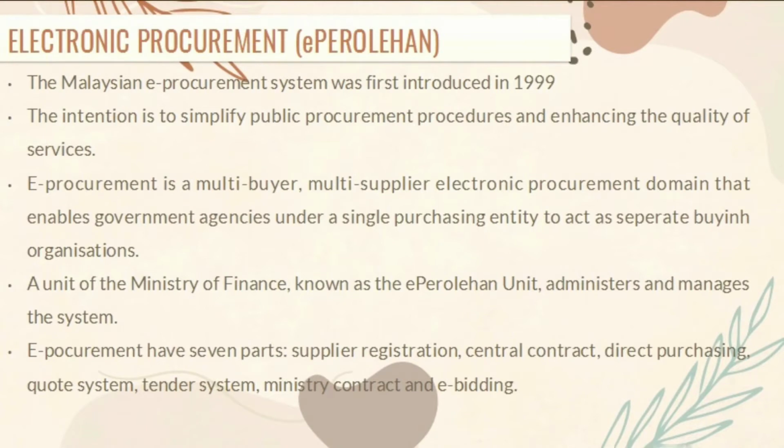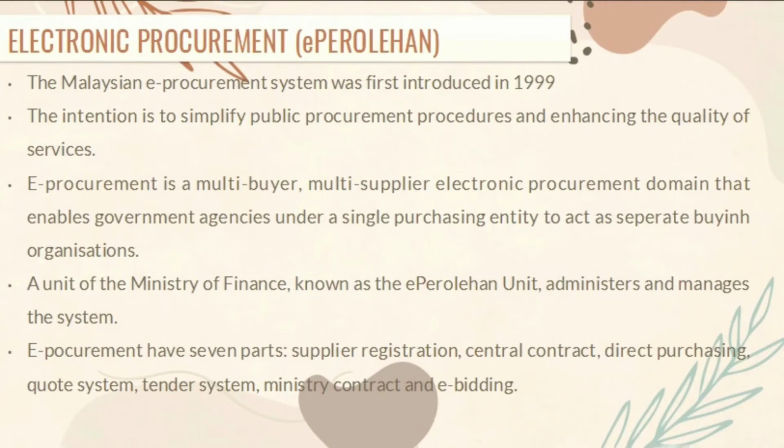In this slide, it's about electronic procurement. The Malaysian e-procurement system was first introduced in 1999 with the intention of simplifying public procurement procedure and enhancing the quality of service. E-procurement is a multi-buyer, multi-supplier electronic procurement domain that enables government agencies under a single purchasing entity to act as separate buying organizations. It offers all goods and services with a standard procurement process according to the procurement policy and protocol of the government. A unit in the Ministry of Finance known as the e-Perolehan Unit administers and manages the system.